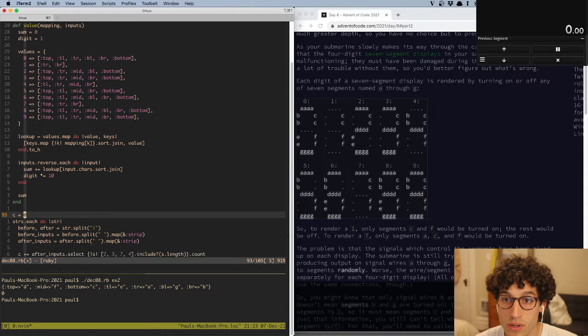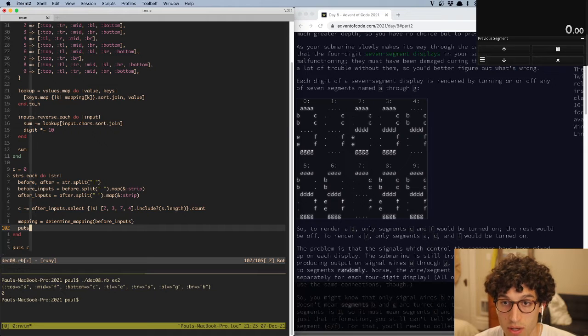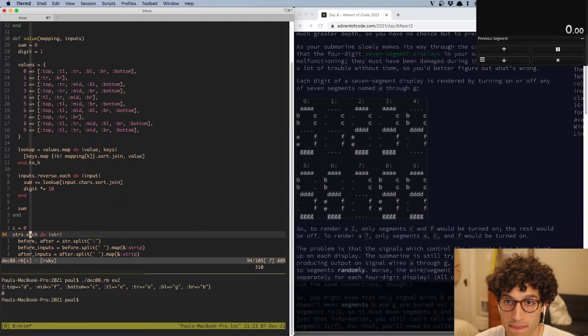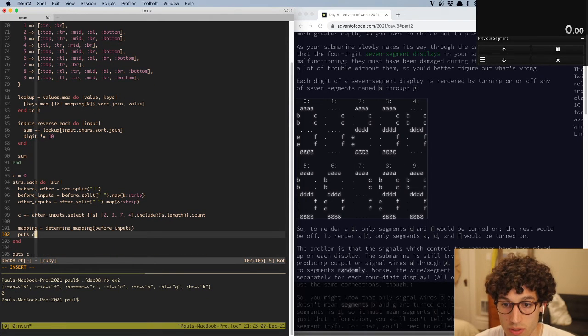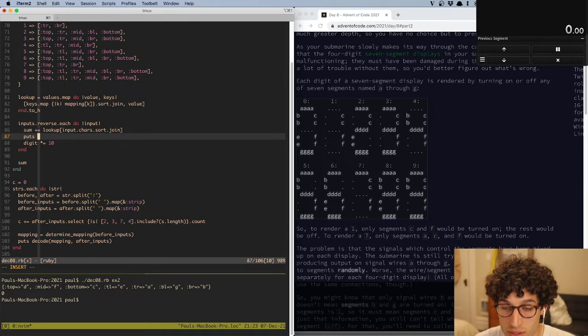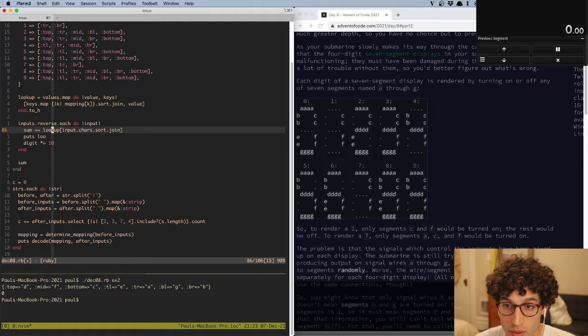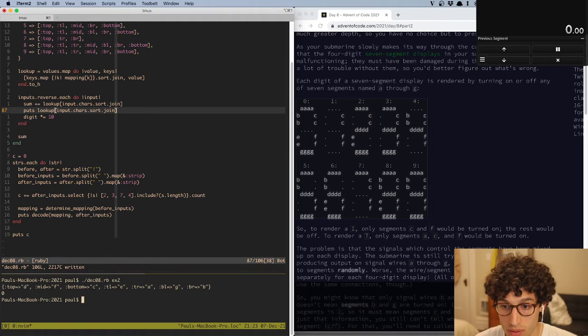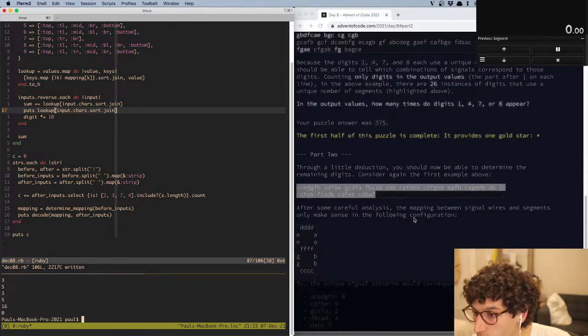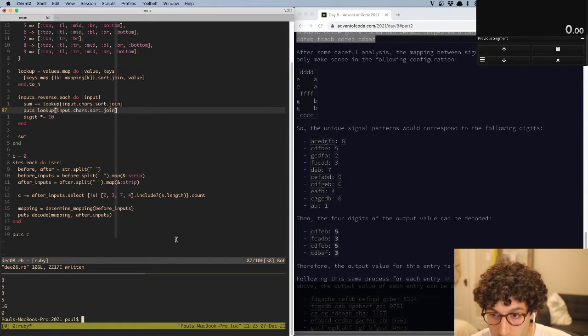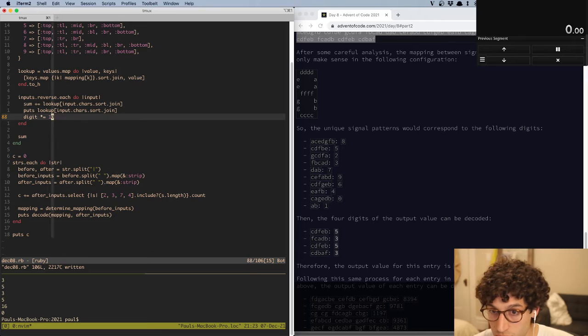Puts decode mapping after inputs. Puts five. Perfect. And you want to know the sum?